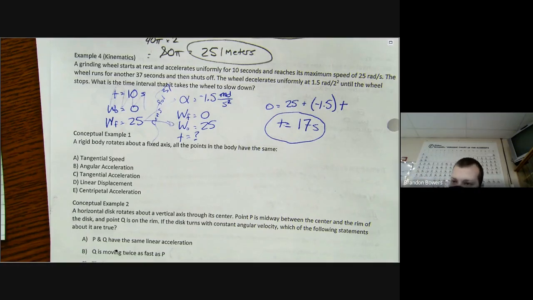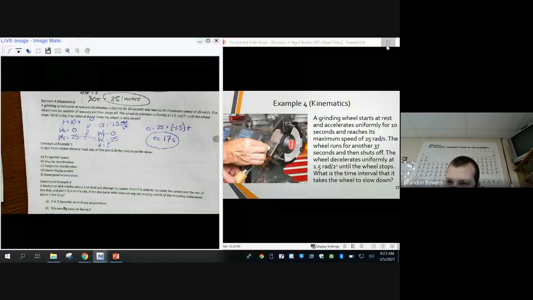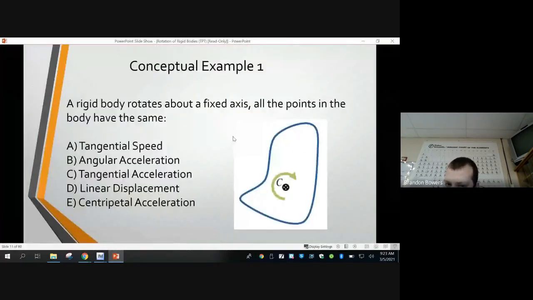Okay. Next question. So we have some conceptual problems coming up. And I really want you guys to think about it before answering. All right? Some conceptual problems. A rigid body accelerates about a fixed axis. All right? All the points in the body have the same what? Really want you to think about this. Hopefully you remember all these terms.